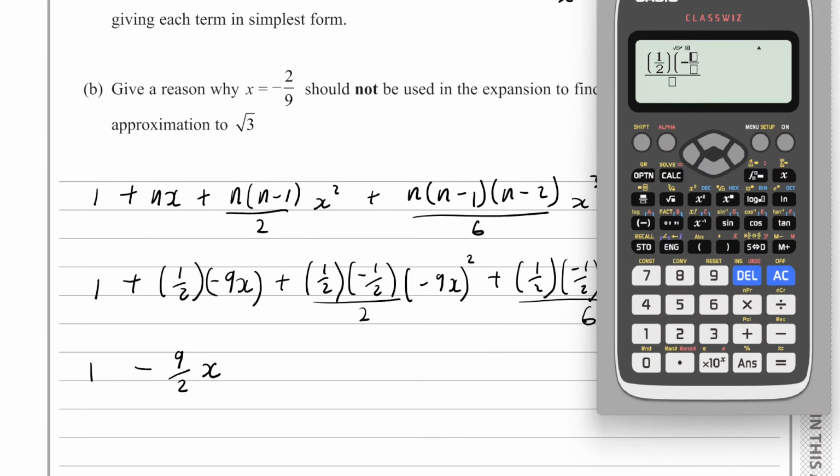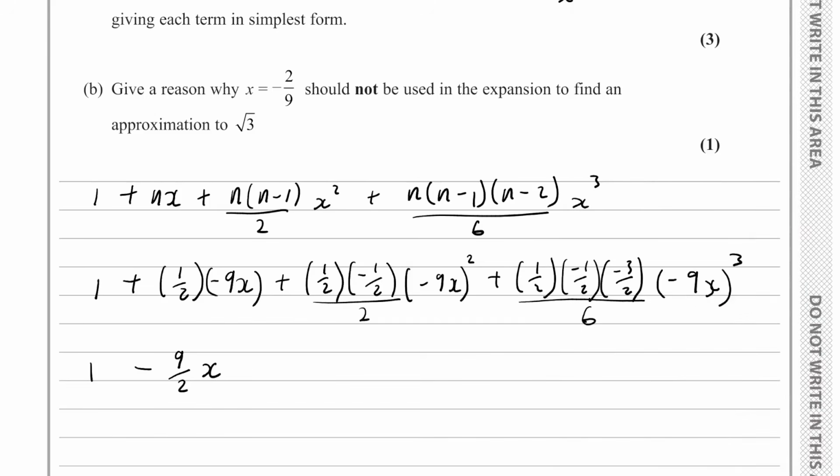times minus a half over 2 times negative 9 squared. So I've typed it in exactly how it looks, just leaving out the x. Negative 81 over 8. So minus 81 over 8 x squared.